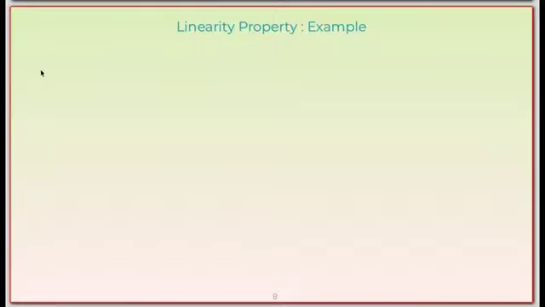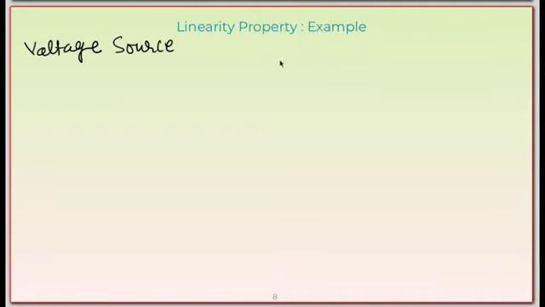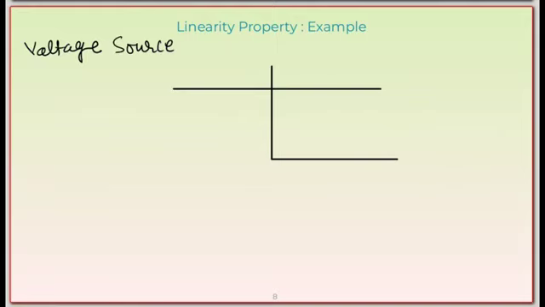Now we are going to look at a voltage source. We have to determine whether the voltage source is linear or not, right? To do that, I'm going to plot the current and voltage relationship for a voltage source. That's very simple. You see that the voltage across the terminals of a voltage source is always going to remain constant, no matter what is the value of current.